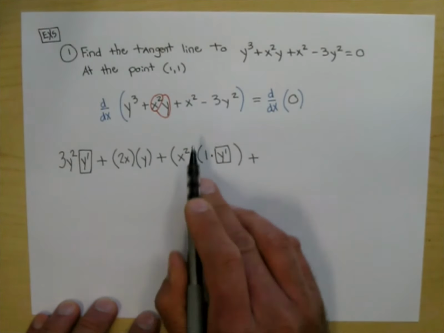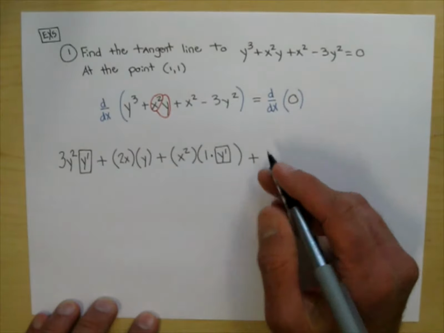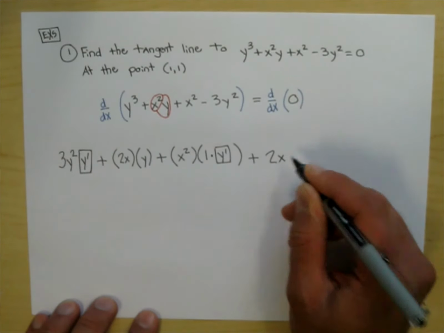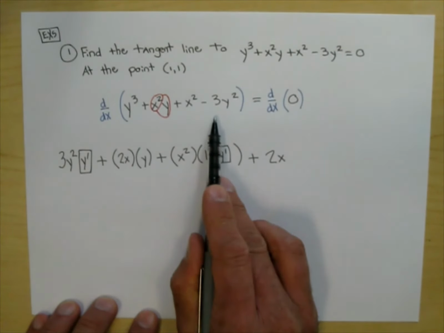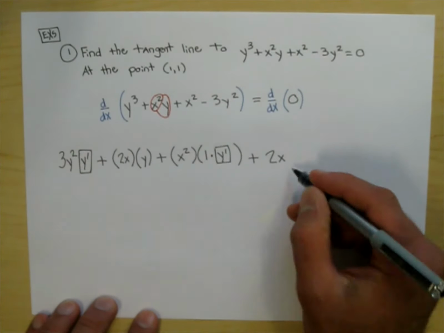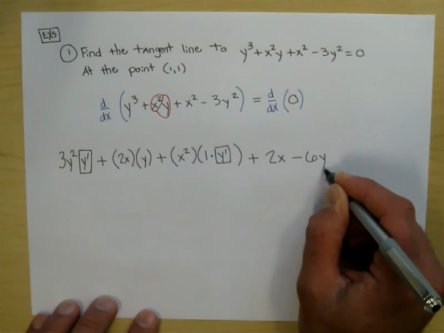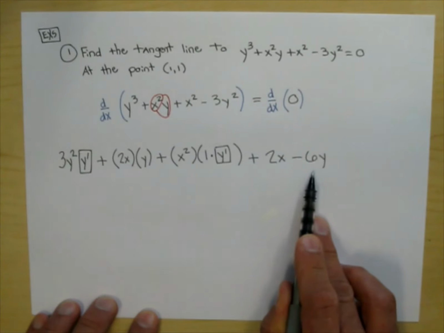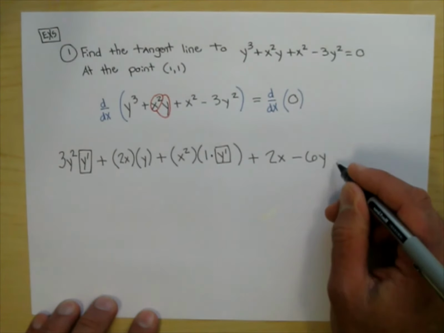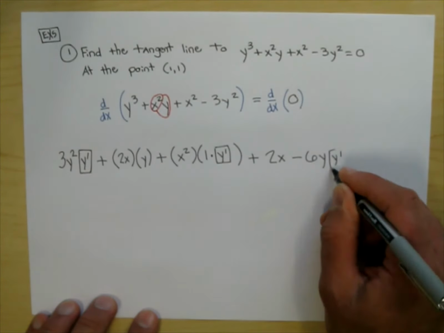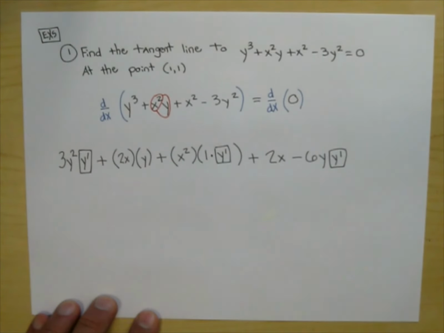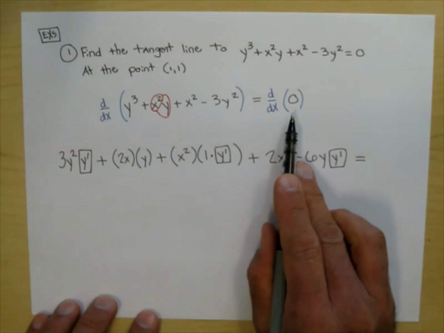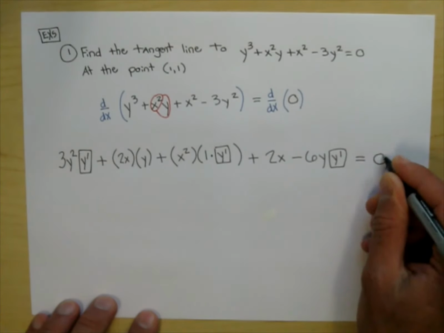Okay, plus the derivative of x squared. This is all with respect to x, so this is just normal. 2x. And then right over here is the derivative of negative 3y squared. That's going to be negative 6y. So you just pretend like that's an x when you first get going. And then because it was a y, you put a y prime. That's the left-hand side. And the right-hand side, well, this one's pretty intense. What is the derivative of 0? Well, it's just 0.